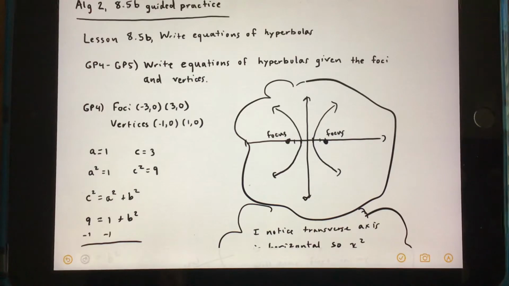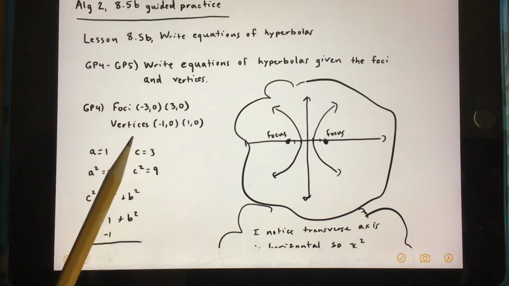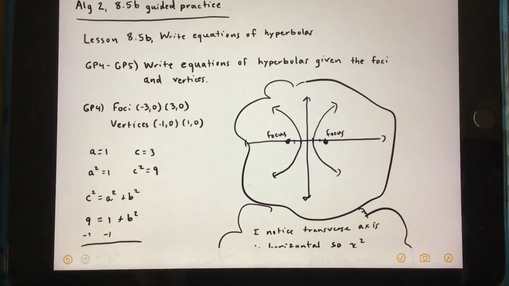So what we're going to do first is take the information that we are given. We're given that the foci are at (-3, 0) and (3, 0). The vertices are at (-1, 0) and (1, 0). And I'm going to do a quick sketch just to see what's going on. It's going to help me with my next step to figure out how I'm going to write that equation.